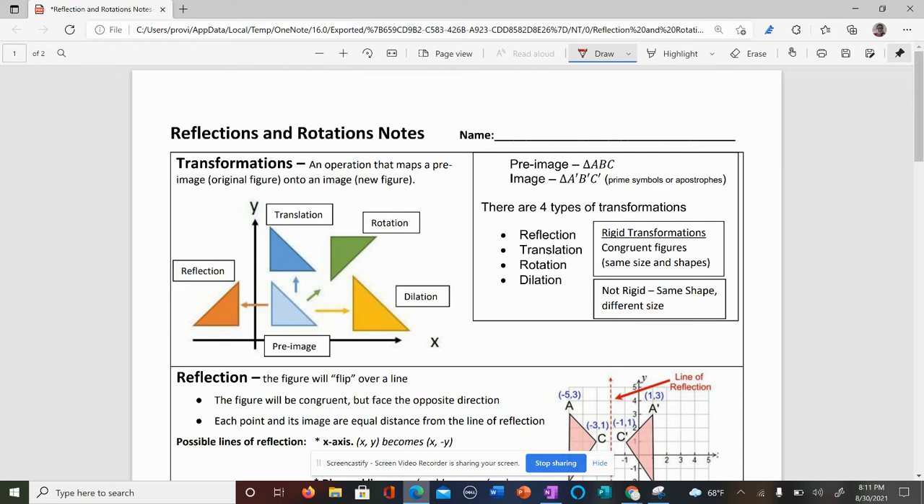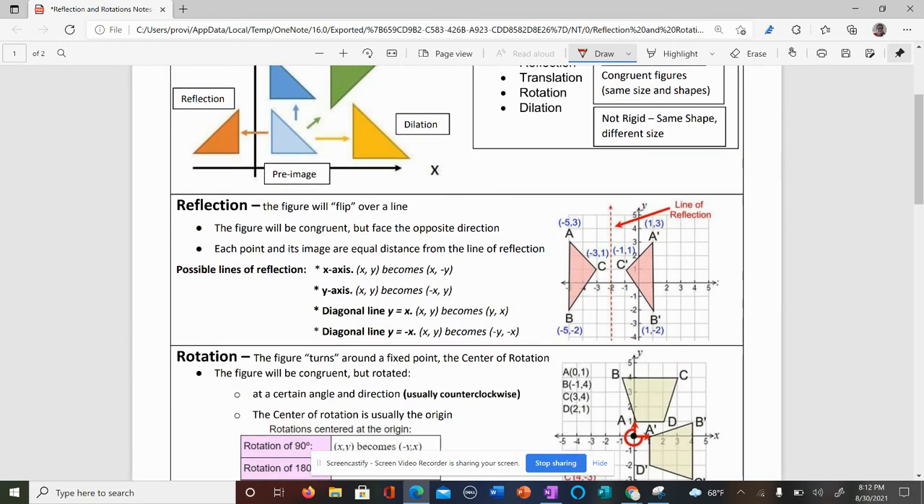So just so everyone's on the same page, whenever we have a pre-image or the original figure, it's going to look like this, just regular capital letters. When we move the figure, that is called your image, and we put a little prime symbol next to it, and so that's how you know it's the second figure. Everything that we're going to do today keeps the same shape and same size. We're just going to flip them and rotate them.